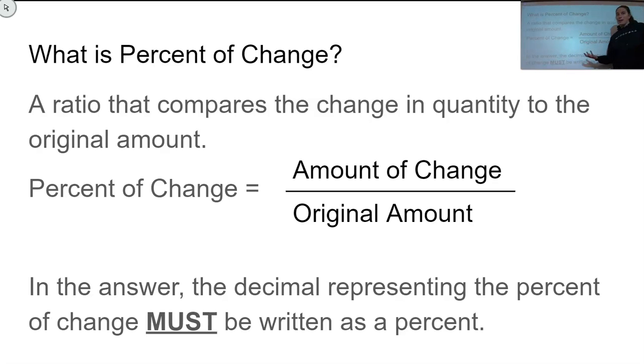So that could be gasoline prices, right? A while ago they were a whole lot cheaper and now they've gone and gotten more expensive. So the price has increased. So the percent of change has increased over time. In the answer, the decimal representing the percent of change has to be written as a percent.